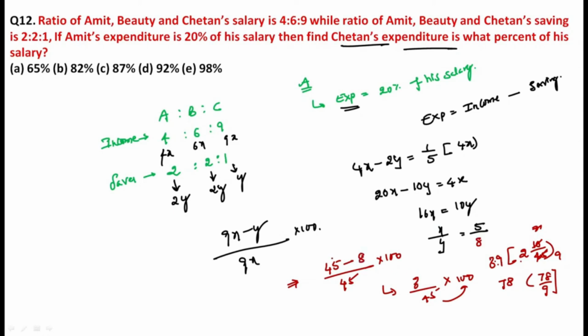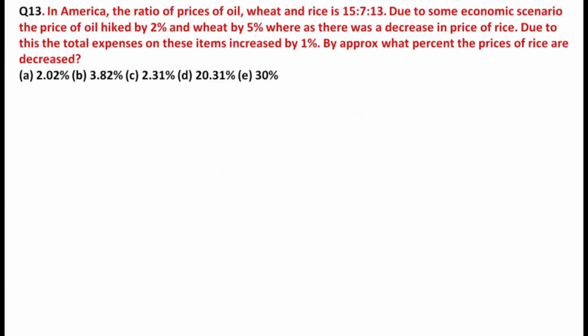So it's 37 twos are 74, and 9 becomes 78. 9 eights there, so 74 plus 8, now the value becomes 82. Then 82, substitute the calculation. Try this question. It's 82 percentage.